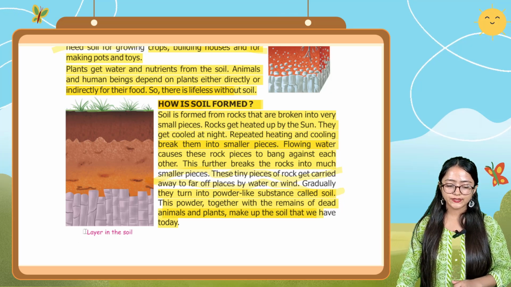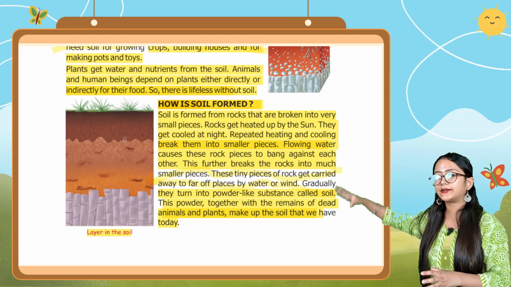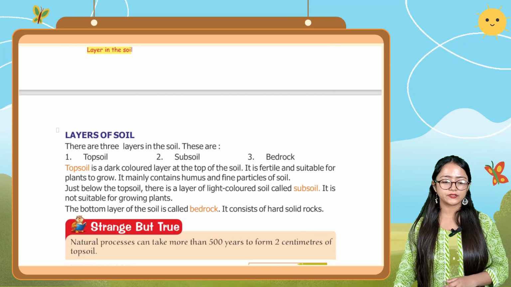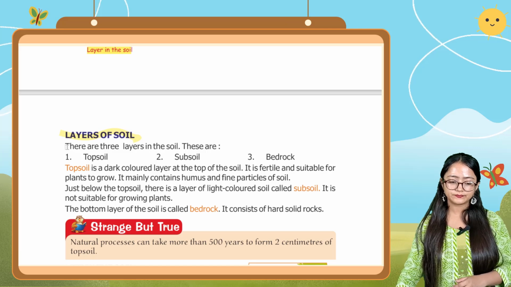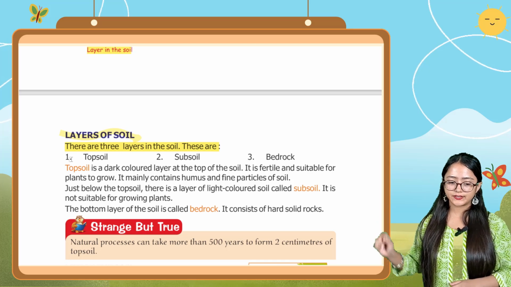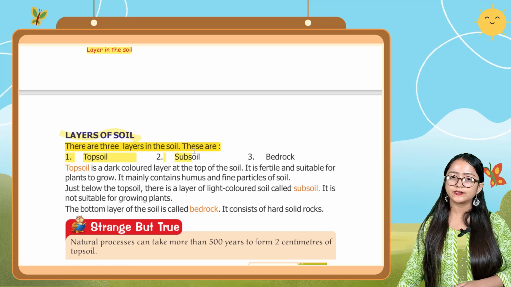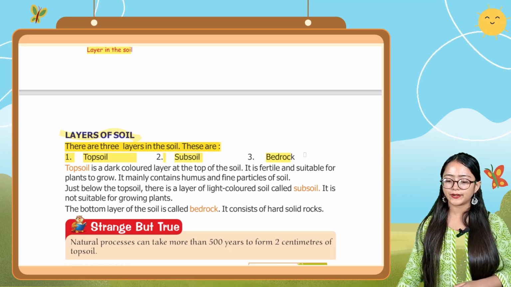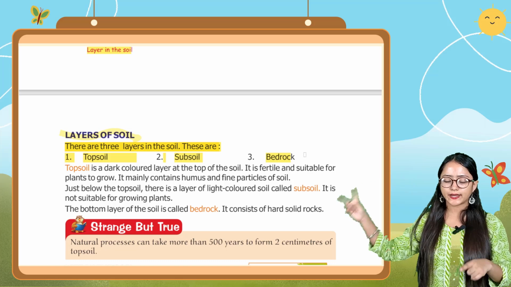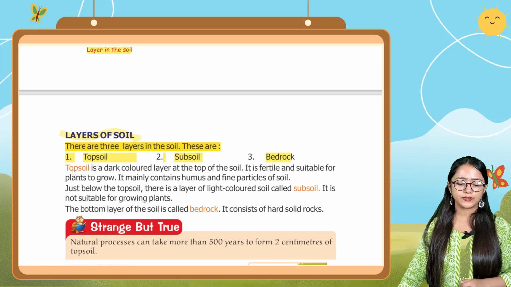Here you can see in this figure the layers of soil. There are different layers in the soil. Now we're going to talk about the layers of soil. There are three layers in the soil. The first one is topsoil, the second is subsoil, and the third is bedrock. So what is topsoil?